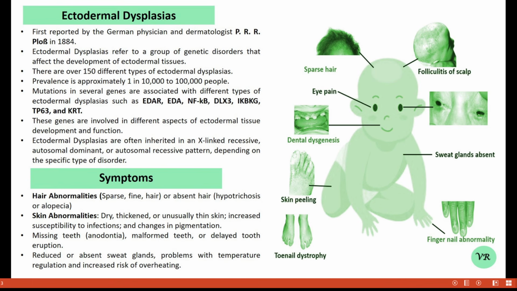Ectodermal dysplasias refer to a group of genetic disorders that affect the development of ectodermal tissues. The ectoderm is one of the three primary germ layers in the embryo and gives rise to structures such as the skin, hair, teeth, and sweat glands. As a result, ectodermal dysplasias can lead to a variety of abnormalities in these tissues. There are over 150 different types of ectodermal dysplasias, each with its own set of symptoms and genetic causes.